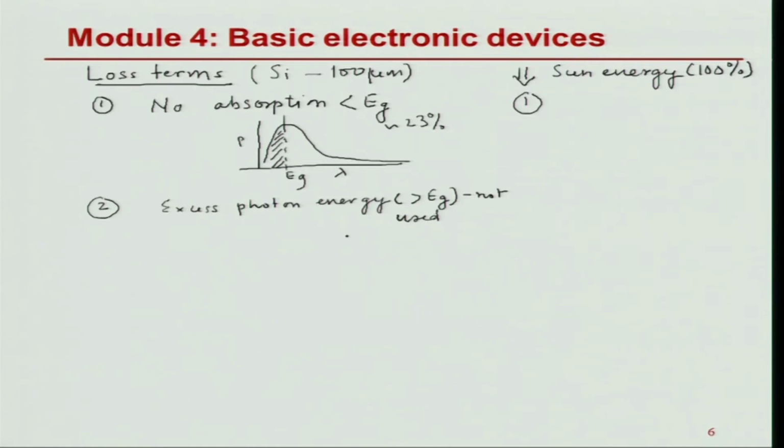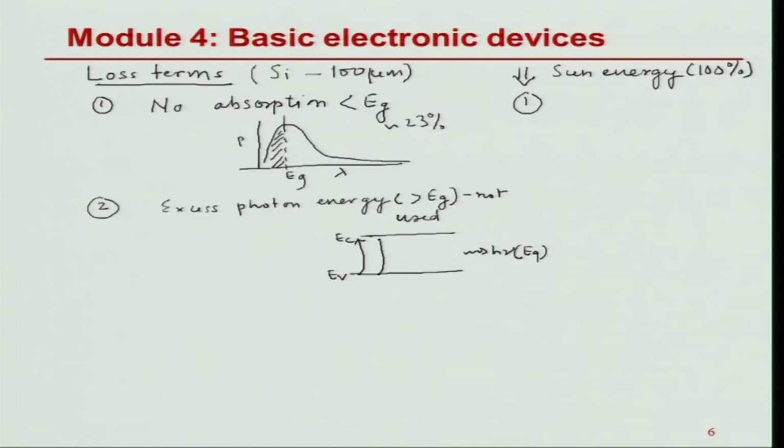Why is it not used? Earlier we have discussed that we have conduction band and valence band. If I have exactly Eg, then I take it to the conduction band and I recombine and I get the energy h nu, which is equivalent to the conduction band.